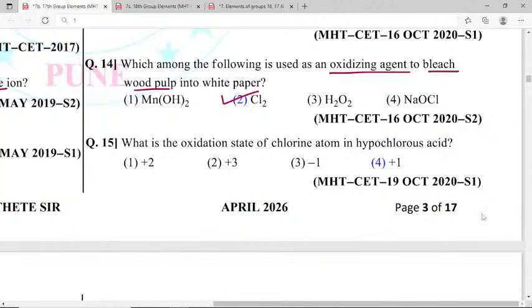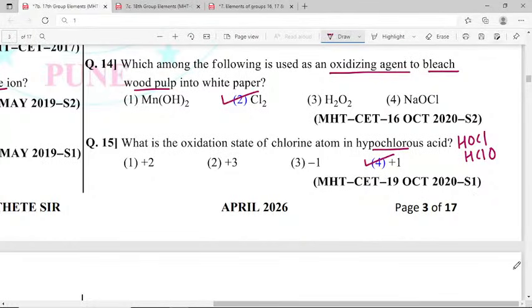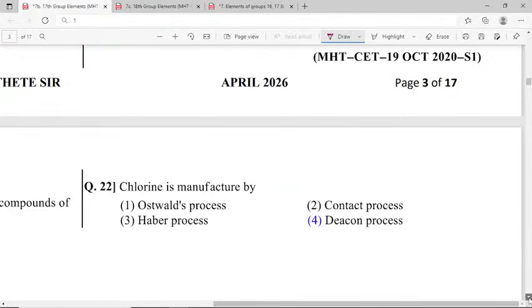What is the oxidation state of the chlorine atom in hypochlorous acid? HOCl, hypochlorous acid, or HClO, +1. Oxidation state of chlorine in hypochlorous acid is +1.